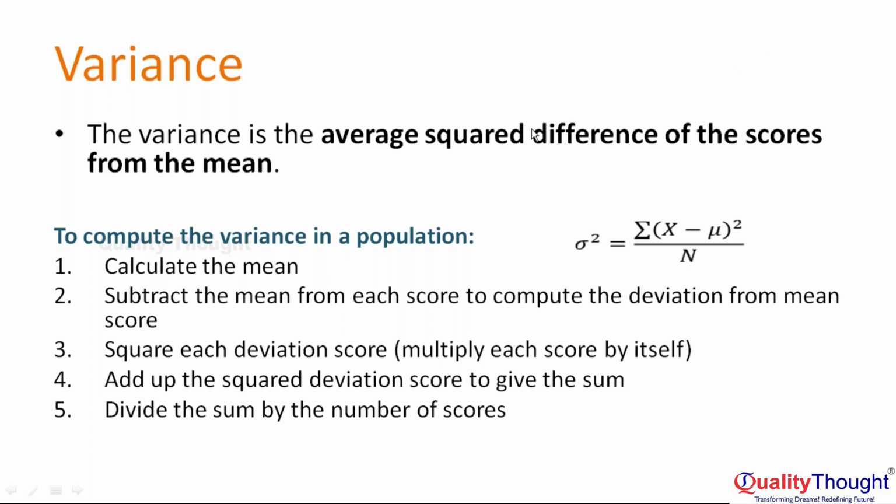So guys, again, please understand here. Variance is the average squared difference of the scores from the mean. Look first at the difference. Forget about the average and the square. The difference of the scores from the mean means x minus mu. Right or wrong? Squared means the whole thing squared. Average means the sum of all these differences divided by the total number of values. Right or wrong? So that makes the formula.